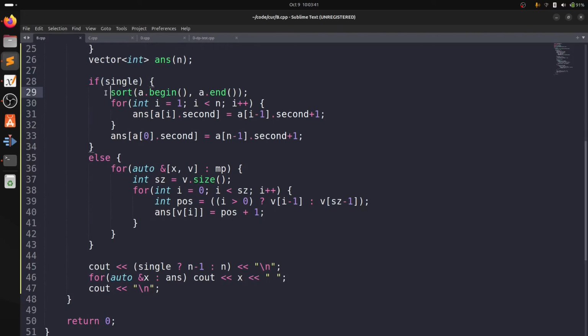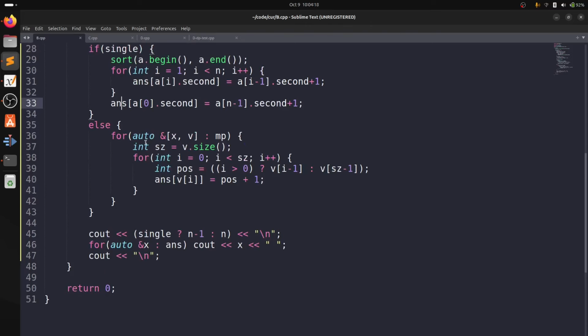If it's single, then we can just sort the elements. Each element in the permutation will get the position of the previous one in sorted order. Because it's zero indexed, we're doing plus 1 over here. So each element a of i has a position a of i dot second. Its value will be equal to the position of the previous element in sorted order plus 1, for all the elements from 1 to n minus 1. And the first one will get the remaining value, which is the position of a of n minus 1. So this is for the case where there's one value which appears exactly once.